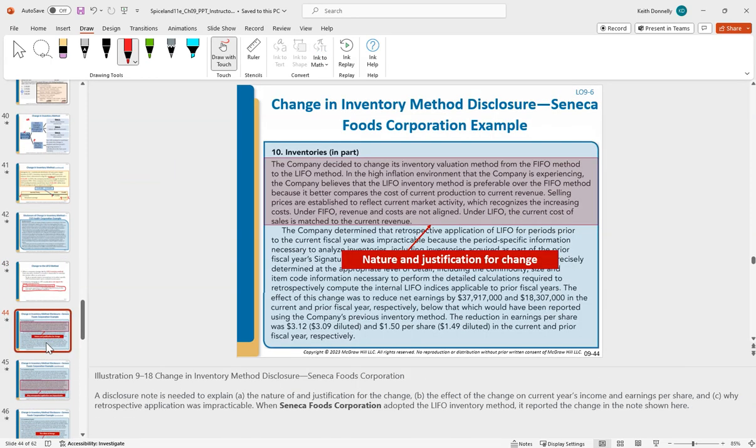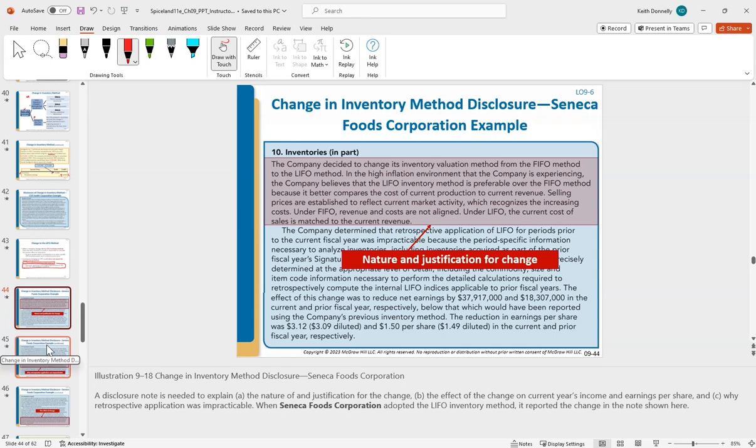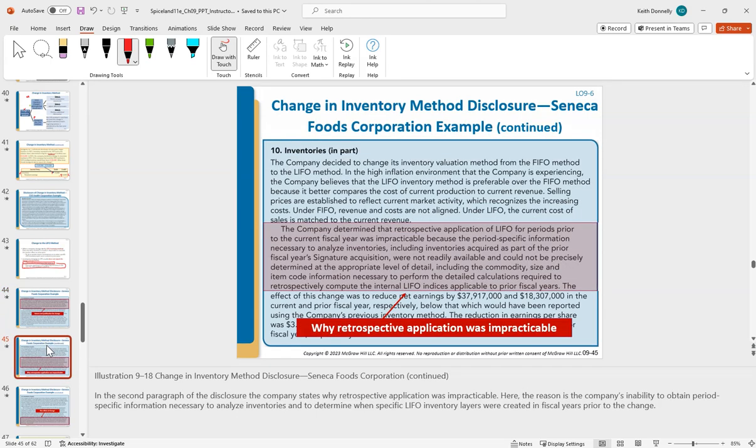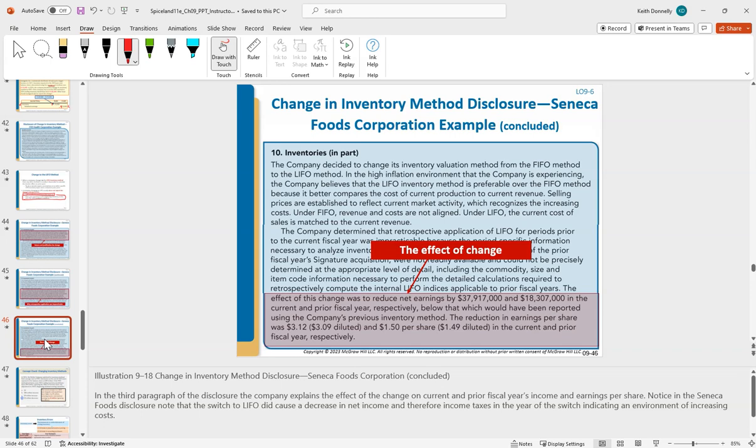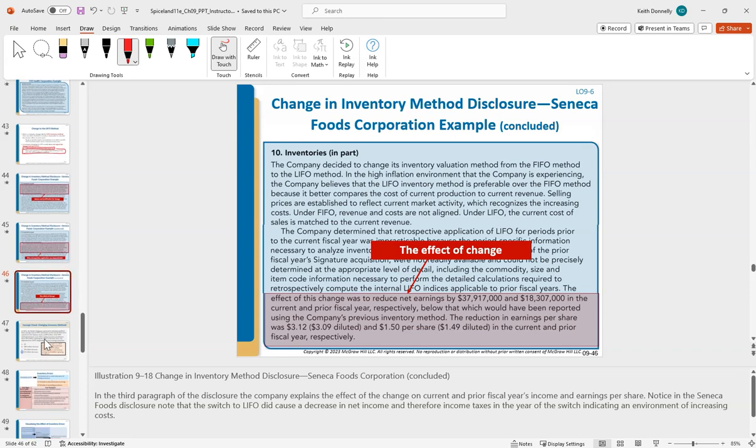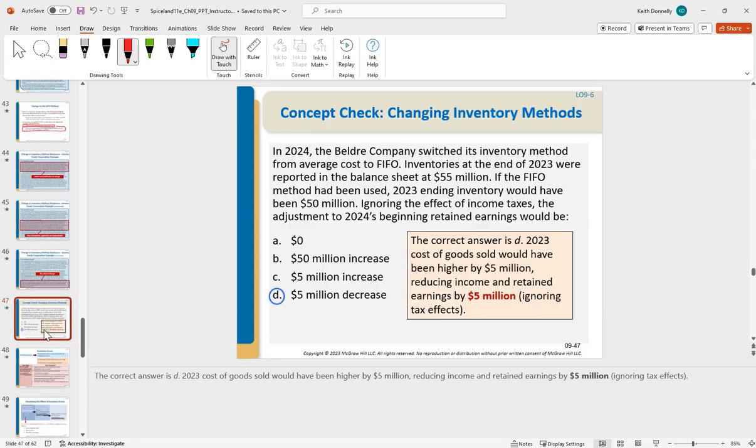You can see we're going to have to disclose the nature and justification of the change, and why retroactive application was impracticable. We're going to LIFO, and that's hard to go back and trace. And then, what are the effects of the change? Okay. So here's an MCQ. You can look at it.